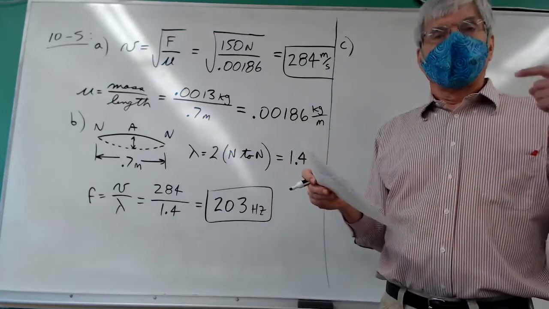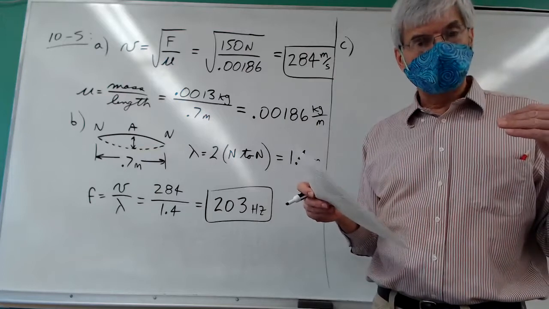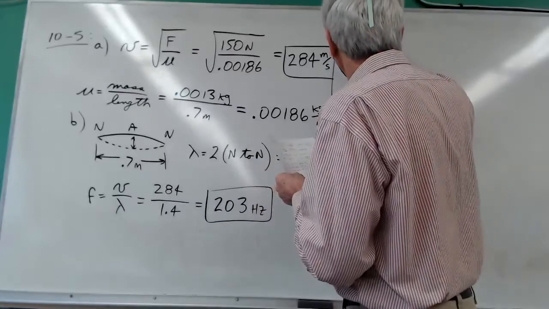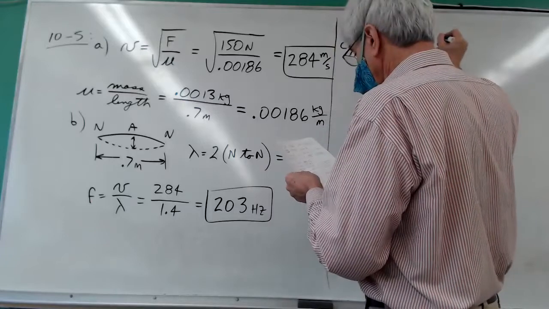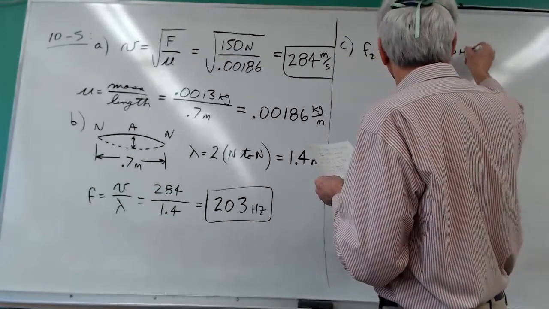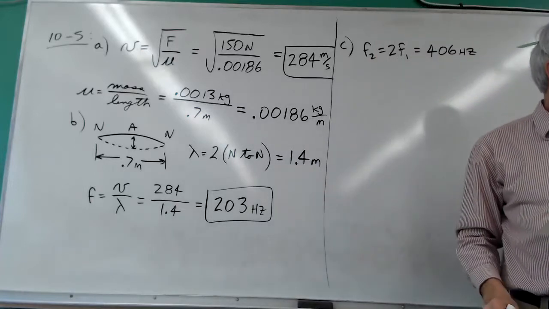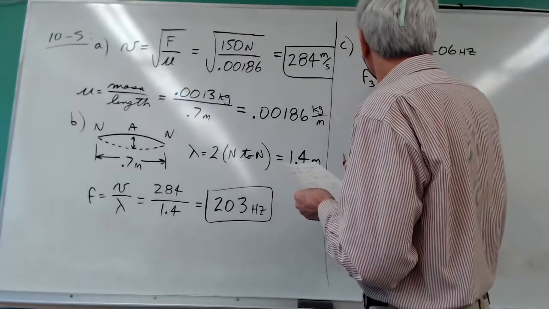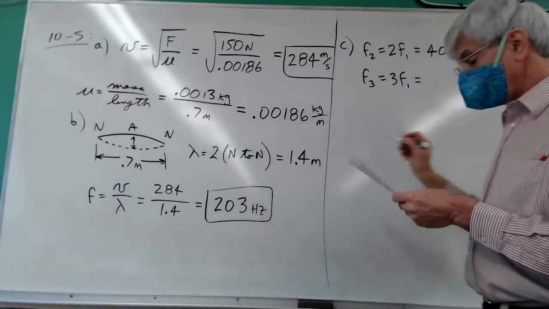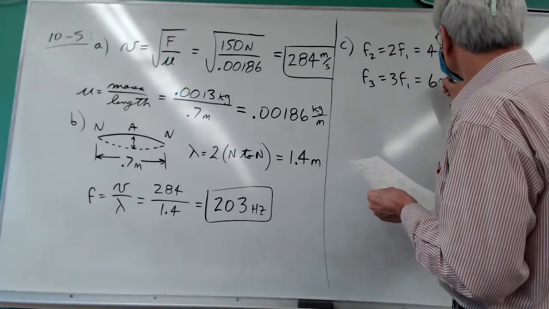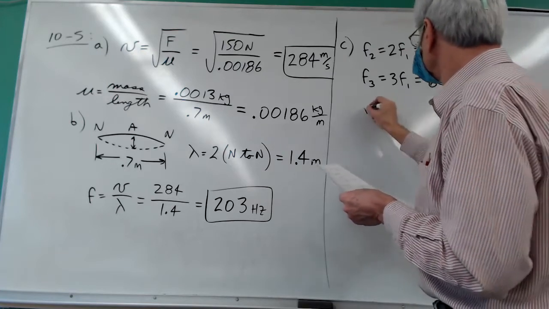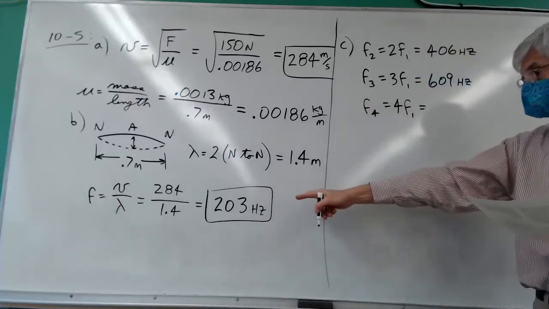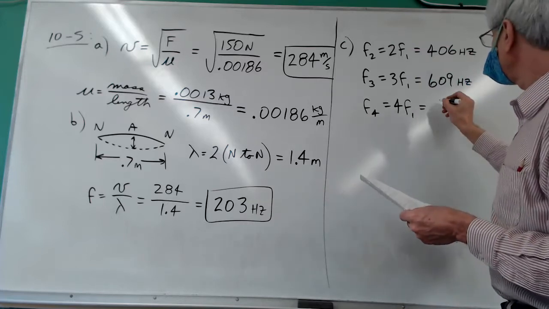But once you've seen that the frequencies fall into this harmonic pattern, the quick way to find the overtones is just to say that f2 is 2 times f1, which would be 2 times 203 is 406. 3 times the fundamental gives you the third harmonic. Four times 203 gives you the fourth harmonic.